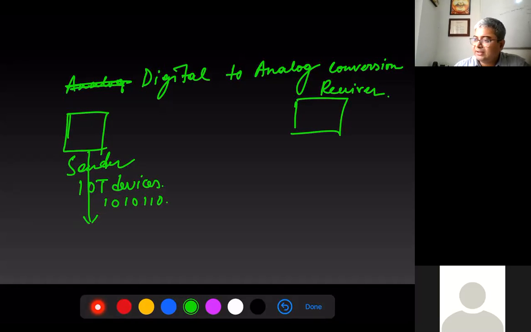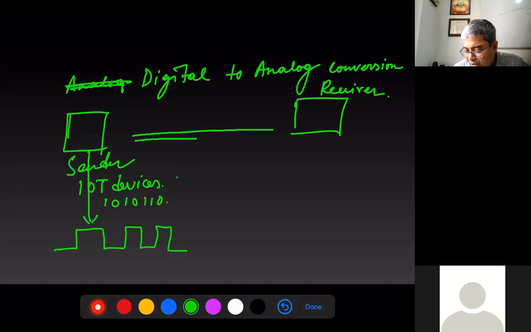Apart from digital bits, there is no other way to send the data. Now, those digital bits, basically, we send through a digital signal. Now, I will send the data through my Ethernet medium, or through some medium. Now, this medium may carry a digital signal or may carry an analog signal.